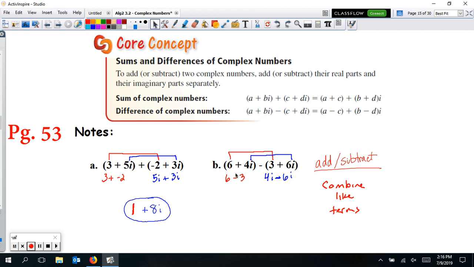And as we do that, we're going to get 3 here, and we're going to get negative 2i here. So 3 minus 2i is our answer. That's our complex number. The real part's 3. The imaginary part is negative 2i.